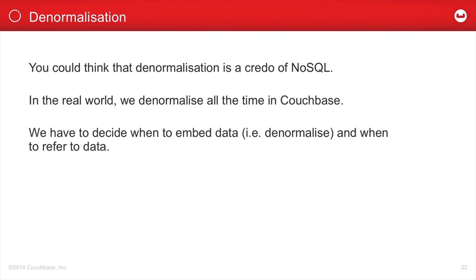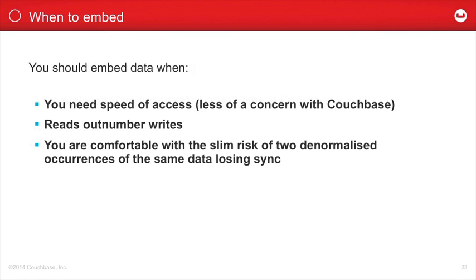So you need to think about how much you want to refer to other things, basically do this kind of normalization within a database like Couchbase. So you should embed data. So you should have those really denormalized documents when speed of access is your main concern. So, okay, Couchbase is fast, but if you're doing 5 queries, it's going to be slightly slower than doing just the one.